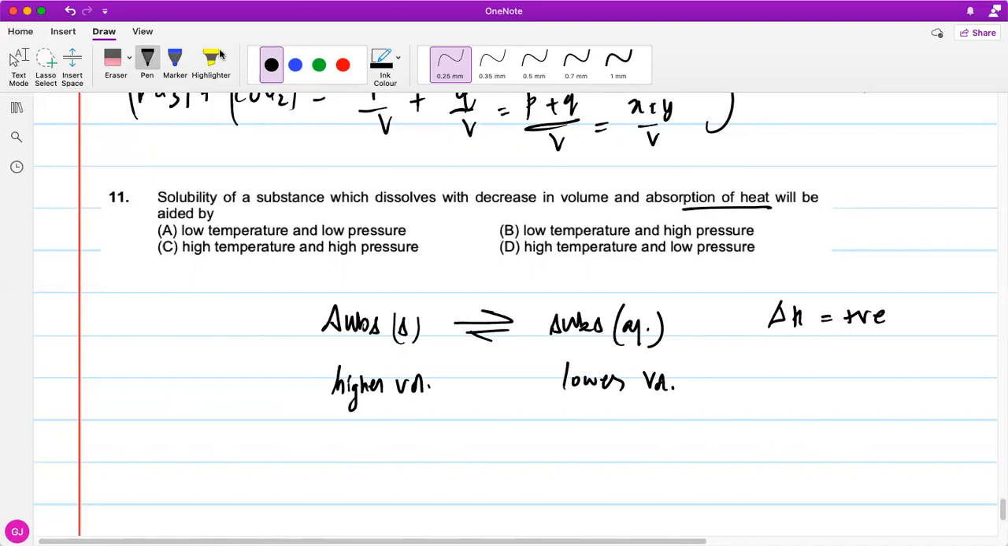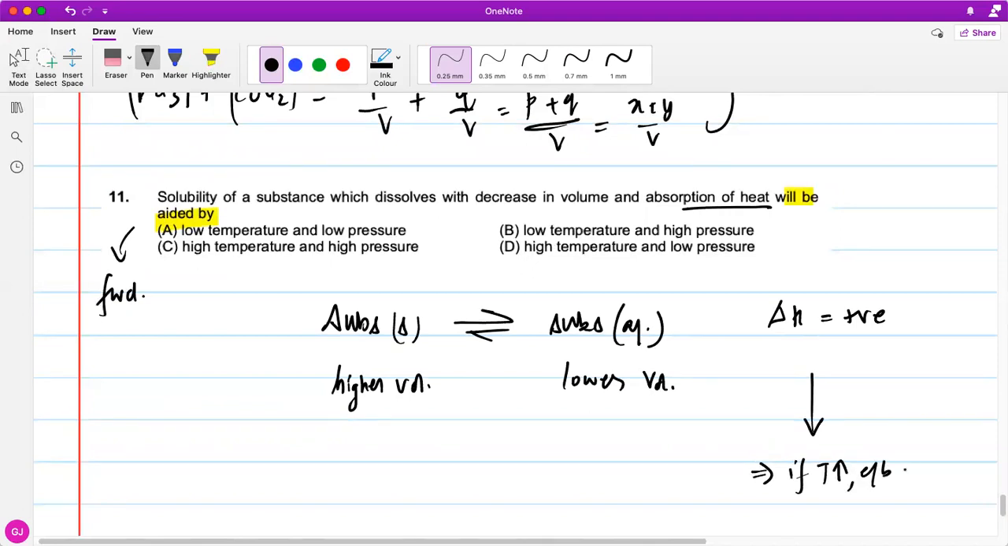Now it is being asked that the reaction, or the solubility, means going in the forward direction. The forward process will be aided how? Since it's endothermic, if temperature increases, equilibrium shifts forward. That is something that we know. What about pressure? Since delta Ng is not defined for this case.